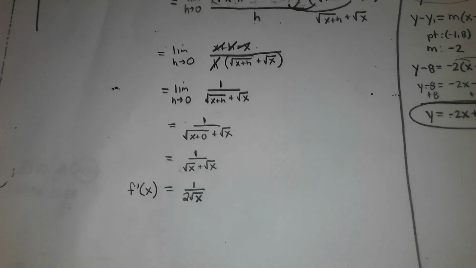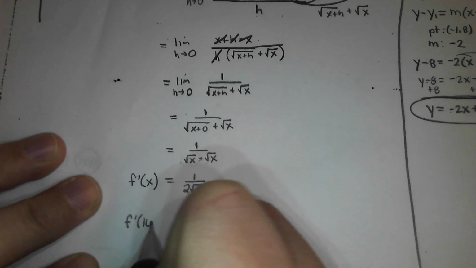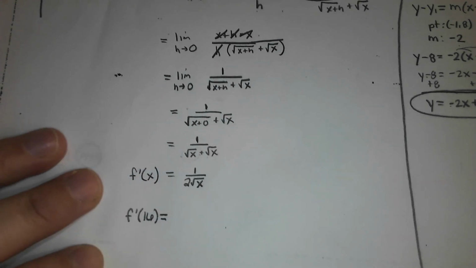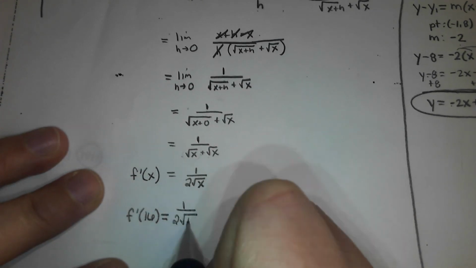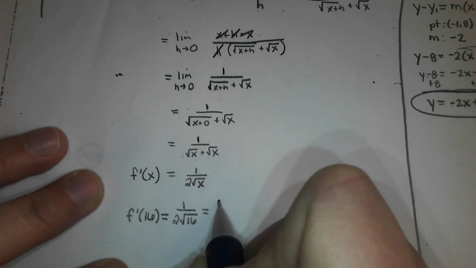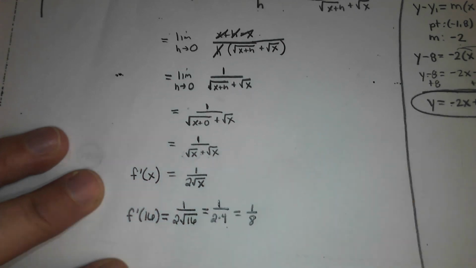Good? So now let's actually answer their question. What is the slope at 16,4? So we need to find f prime of 16. The slope at 16 is 1 over 2 root 16, which is 1 over 2 times 4, which is 1 over 8.